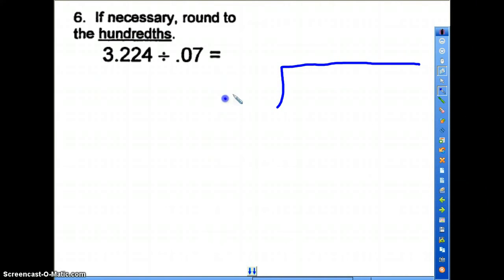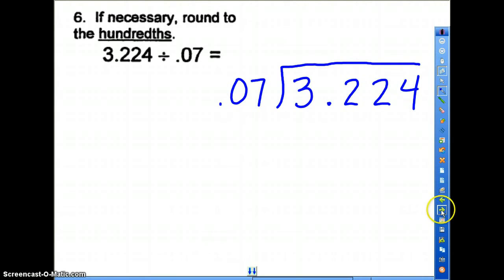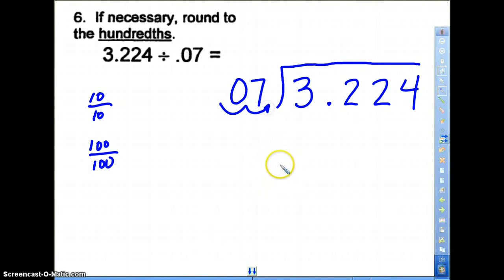Okay, so let's straighten that out. We're going to put 0.07 out here because 3.224 is what's being divided into pieces, okay? Now, the next thing we have to deal with is this decimal point out here. You remember in that example we multiplied by 10 over 10? Well, in this example, I'm going to multiply by 100 over 100 because when you multiply by 100, it moves your decimal point 2 places to the right. That's why we do it. But I'm also going to have to do what here? Yeah, move that decimal point 2 places to the right. So it falls right there.